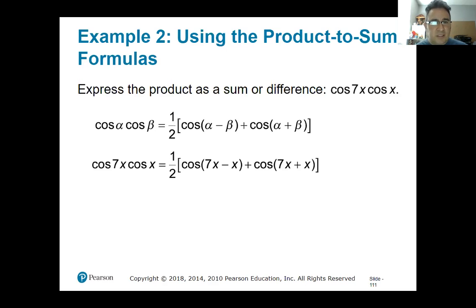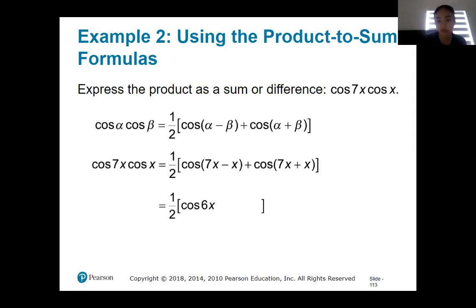So from here, we just need to simplify. 7x minus x is? Anybody? 6x. Very good, 6x. And then we have 7x plus x, which is? 8x. So it's plus cosine of 8x. And that's as far as we can go with that one. Give you a minute to finish writing it down, and we press on.